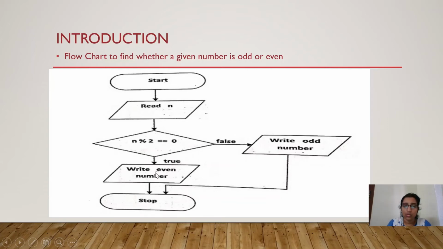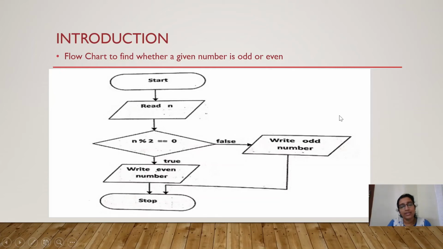If it is true, our output is even number, and that output we give in a parallelogram. If it is false, the output is odd number, which is also given in a parallelogram. After that, both go to stop. So this is an example of a flowchart.